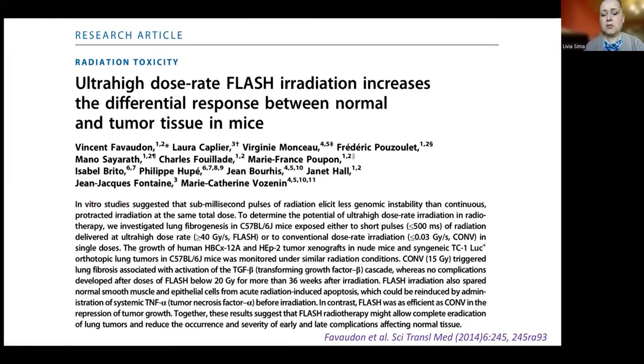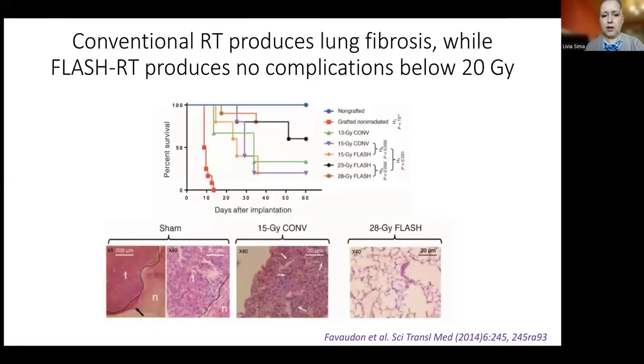The first paper that was published in mouse animal models was in 2014 that showed an advantage of using ultra-high dose rate flash in treating lung tumors, where the authors obtained the same benefit in shrinking the tumors, but without the lung scarring that is observed with conventional X-ray radiation.